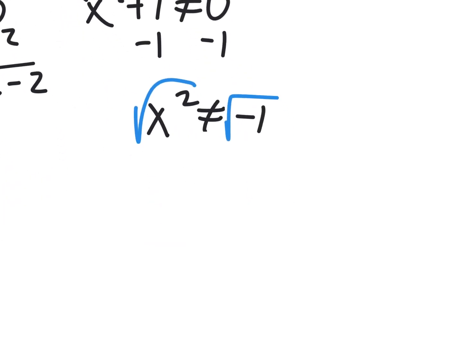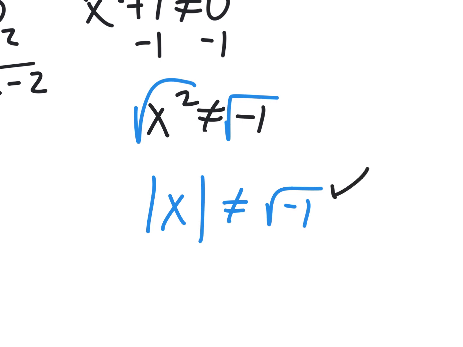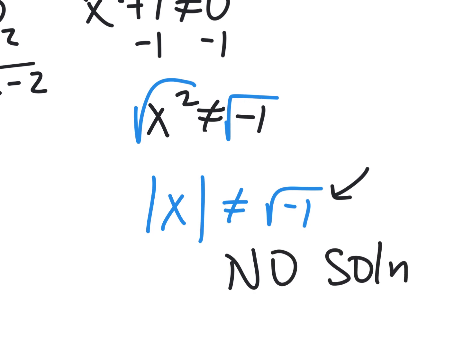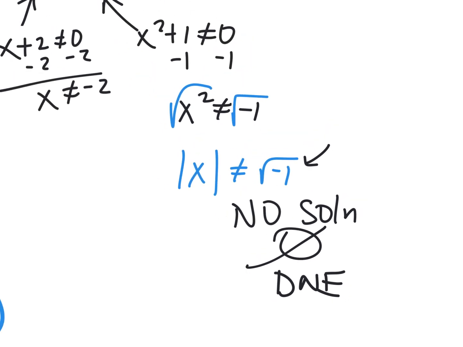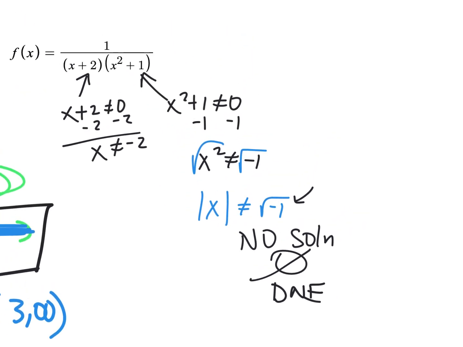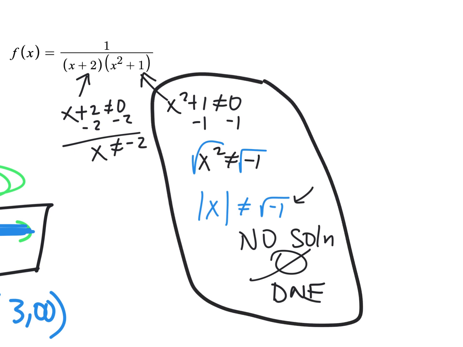Do you remember that thing I just did 2 seconds ago? Absolute value of x cannot equal square root of negative 1. And now you have to think, can I square root a negative 1? No. So this means there is no solution. I'm okay with that. I'm okay with a 0 with a slash through it. That means empty set. I'm okay with DNE, does not exist. There is nothing that would ever make it equal 0.